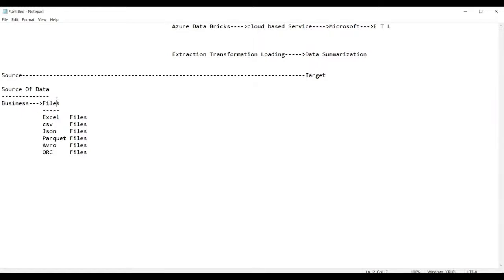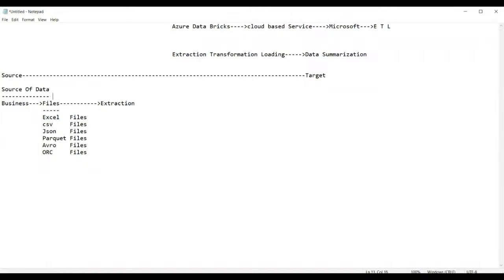So this is the data we get from these files. From these files, we get the data. So ultimately, what we do, we pull in the data by using the process called extraction. So extraction is done.